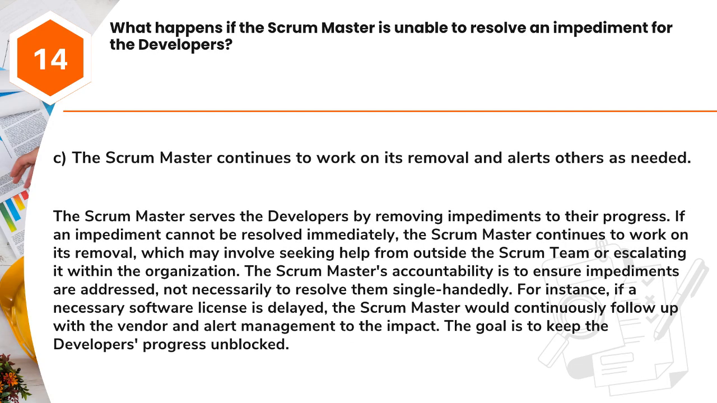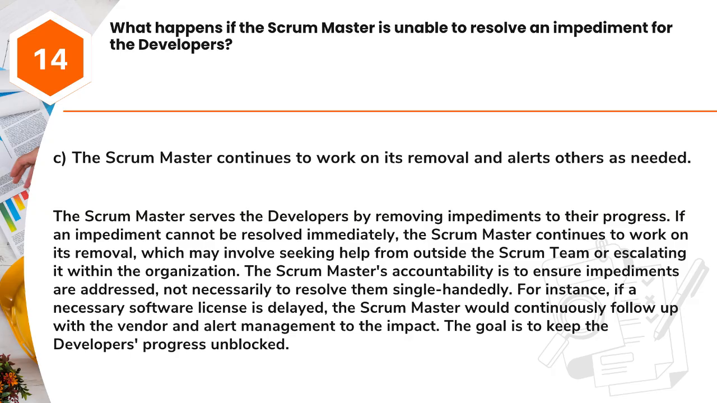Answer: C. The Scrum Master continues to work on its removal and alerts others as needed. The Scrum Master serves the developers by removing impediments to their progress. If an impediment cannot be resolved immediately, the Scrum Master continues to work on its removal, which may involve seeking help from outside the Scrum team or escalating it within the organization.